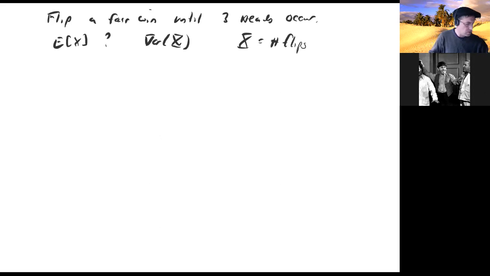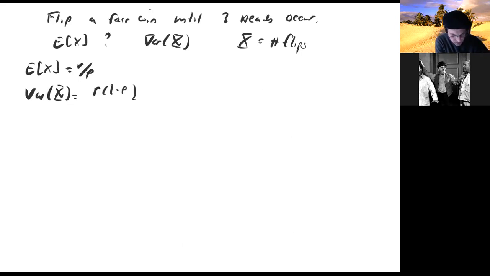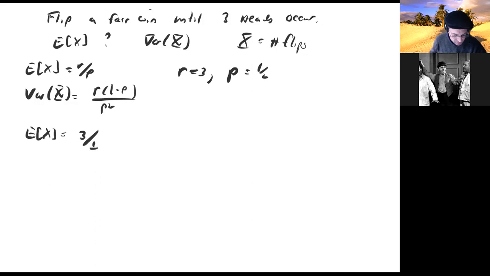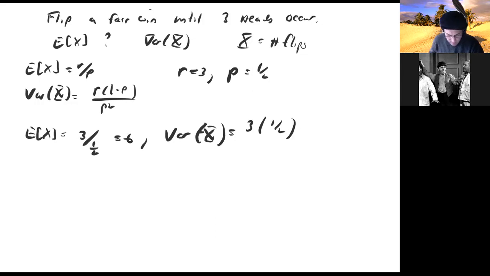Okay, here, let's recall what I already computed. I computed the expected value to be r over p, and the variance I computed to be r times 1 minus p over p squared. So we just have to apply these formulas in this case. So what is r? r is 3. Since the coin is fair, we got p as a half. And so the expected value is r over p, which is 3 divided by 1/2, which is 6. And the variance is going to be given by r, which is 3, times 1 minus p, which is a half, because 1 minus a half is a half, over 1/2 squared. And this is also 6 in this case. So that's the case of a fair coin.